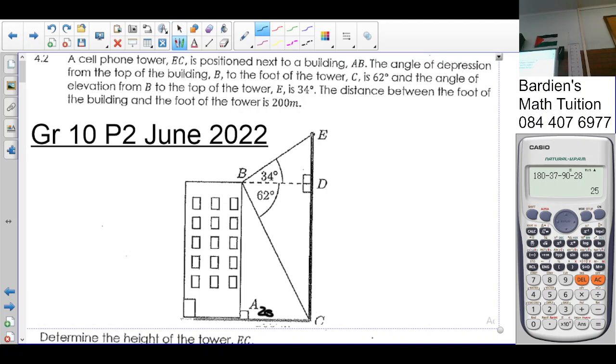So I think I've cut it off there. It should have been reading 200. Is that correct? Yes. Okay, my mistake.